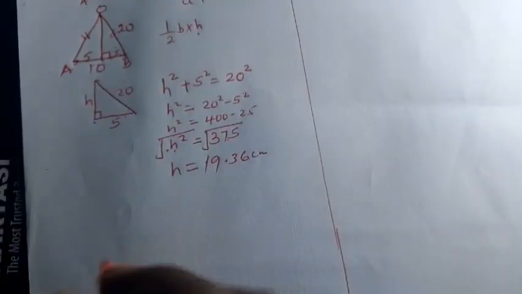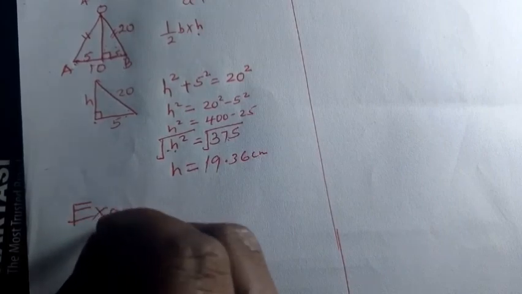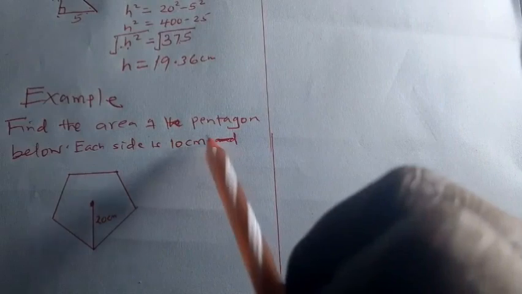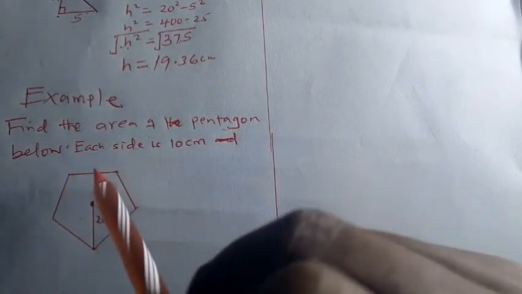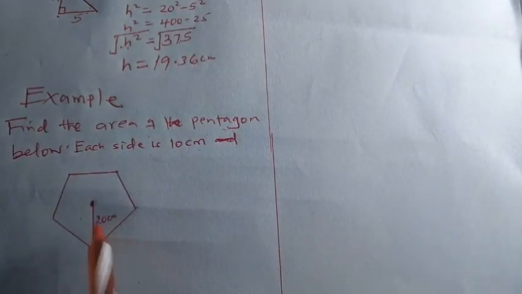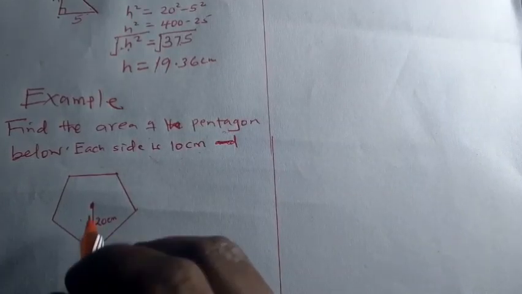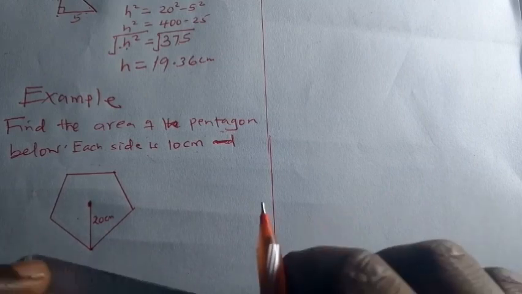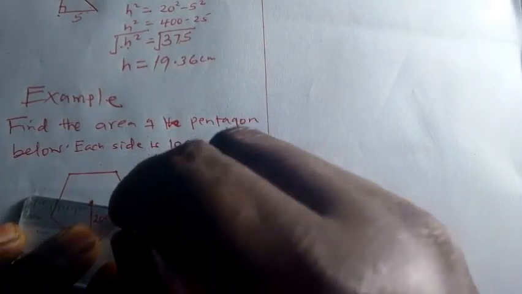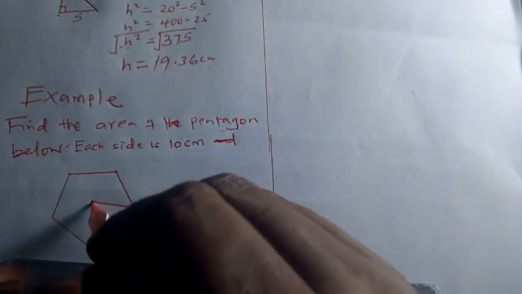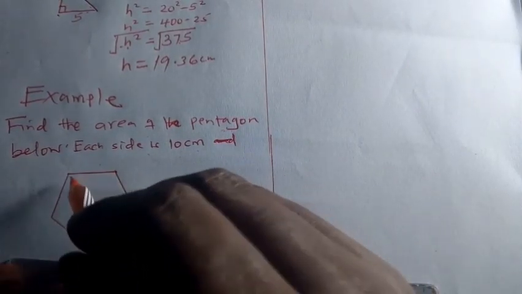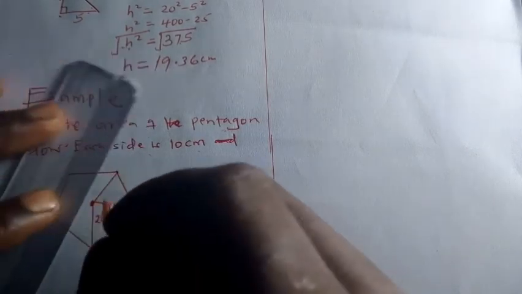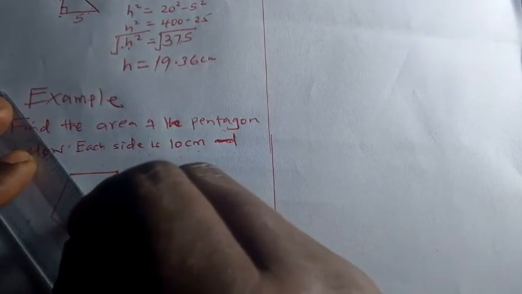Now let's use an example. Find the area of the pentagon below. Each side is 10 centimeters and the length from one corner to the center is 20 centimeters. So what you need to do is to join and form triangles. If you join this to this, it's another triangle from here to there. So you can join and see how many triangles will be there. We expect it to be 5 because we have 5 sides.